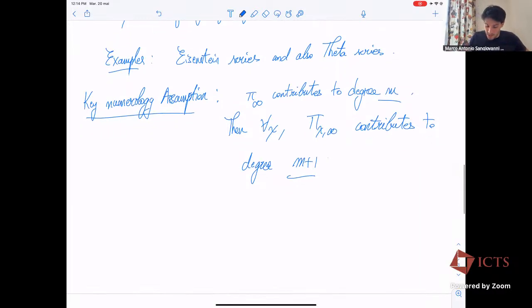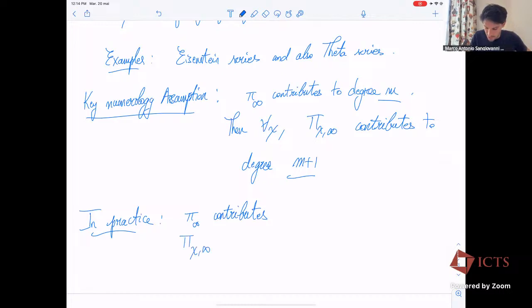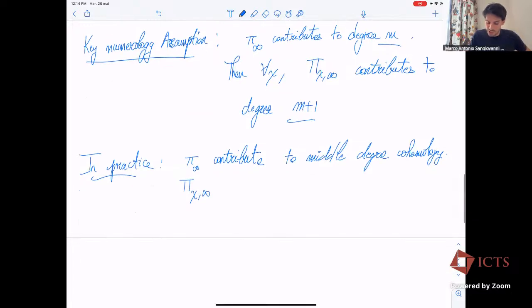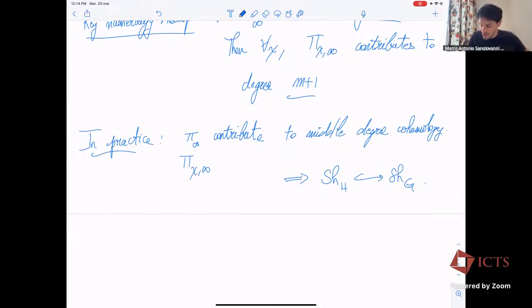So in practice, what does this mean? Usually pi contributes to middle degree, and also pi chi infinity both contribute to middle degree cohomology. So the key numerology assumption implies that the Shimura variety for the small group inside the Shimura variety for the big group, I'm forgetting here level structure for simplicity, should be codimension 1.